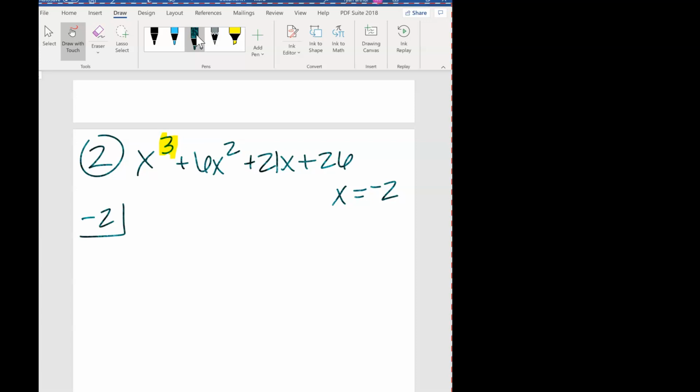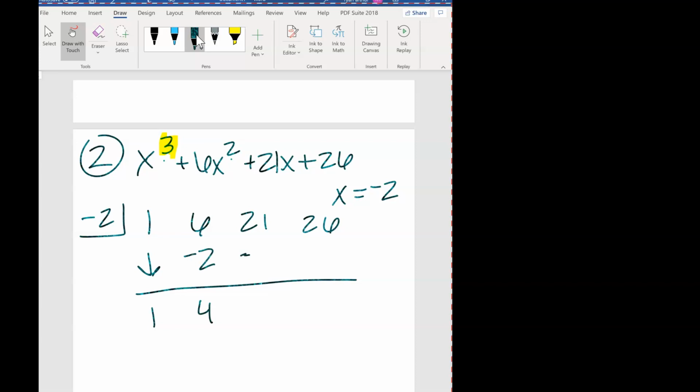And I count it down. I go 3, 2, 1, 0. So I don't need a placeholder in this one. Now you're looking for your coefficient. If there's not a coefficient, we have an understood 1, and then 6, and then 21, and then 26. Draw your line, drop the first number down, then multiply. Negative 2 times 1 is negative 2. Then add, that gives me 4. Negative 2 times 4 is negative 8. And then we're going to add, we're going to say 21 plus negative 8, which is negative 13. Multiply that by negative 2, we get negative 26.